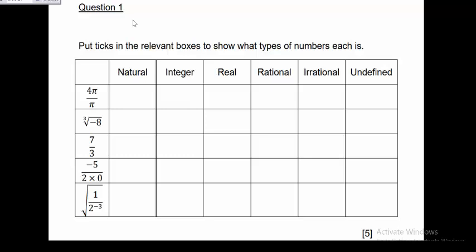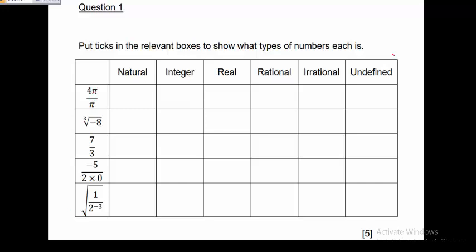So we'll then look at the first one that is given: 4 pi over pi. How would you solve this? This can be solved very easily by starting off with dividing. You need to work out the whole fraction to remain with a number, which is going to be natural, integer, and so on. So how do you work it out?